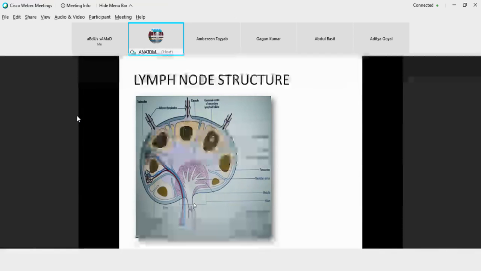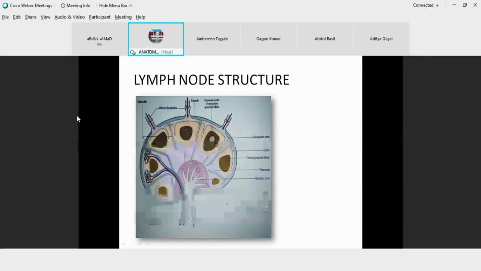So this is the efferent vessel which emerges out through the hilum. This is the hilum, a small indentation in the lymph node through which the efferent lymphatic emerges and the blood vessels enter through this hilum. This is the hilum of the lymph node. These are the vessels, the artery and the vein supplying the lymph node.